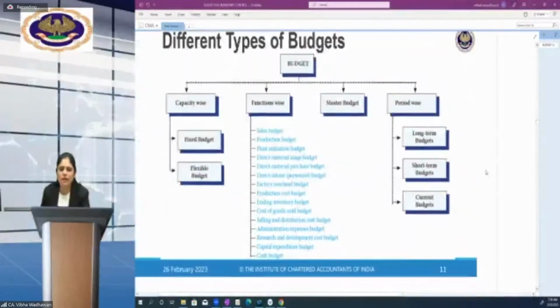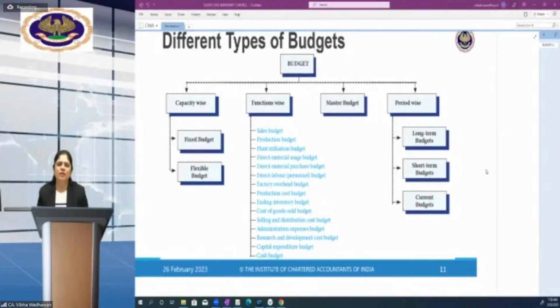So, different types of budgets. There are different categories of budget: capacity wise, function wise, master budget, and period wise. All right. Capacity wise, fixed budget and flexible budget. Of course, we are going to learn all these kinds of budgets in the following sessions and the following slides. Fixed budget remains fixed. All right.